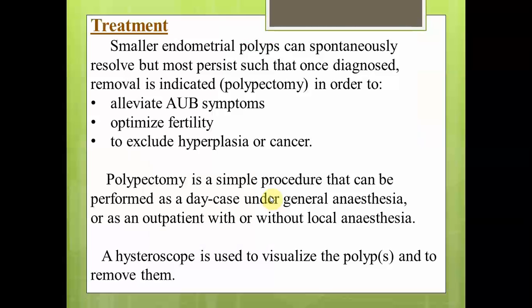The treatment of the polyp will depend on the presentation of the patient and on the number and size of it. Some small polyps can spontaneously resolve, but the polyp that persists should be removed. We do polypectomy in order to alleviate the symptoms of abnormal uterine bleeding, to optimize fertility in subfertile women, and to exclude hyperplasia or cancer.